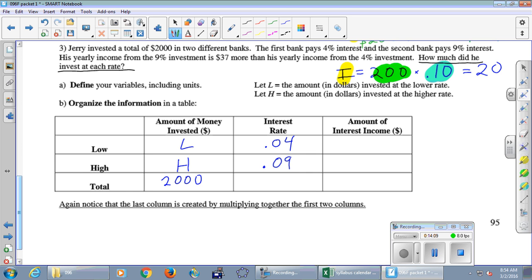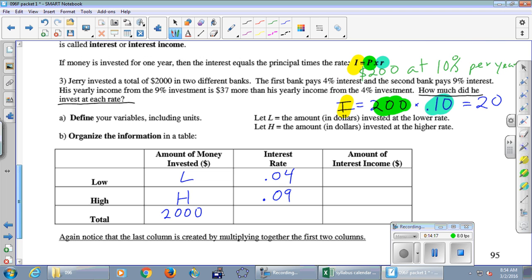Okay, let's come to the last column, amount of interest income. Just reminding ourselves that the interest is the principal times the rate. Well, this column right here, amount invested, that's the principal. This next column is the interest rate. Now, what do we do with those things to get the interest? We multiply them. So we'll just write here, it's that exact equation, right?